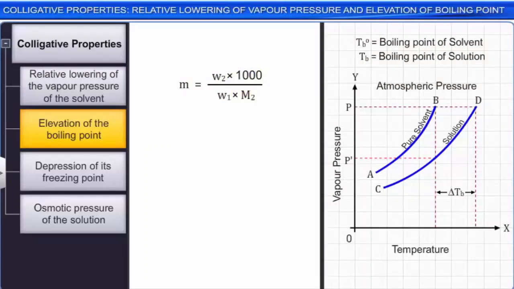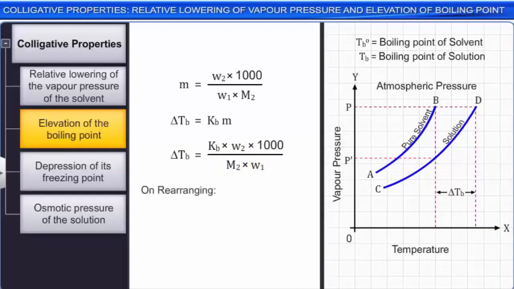Substituting this value of molality in the equation for elevation of boiling point, we get elevation of boiling point delta Tb is equal to Kb multiplied by W2 multiplied by 1000 divided by M2 multiplied by W1. Rearranging this equation, we get M2 is equal to Kb multiplied by W2 multiplied by 1000 divided by delta Tb multiplied by W1.